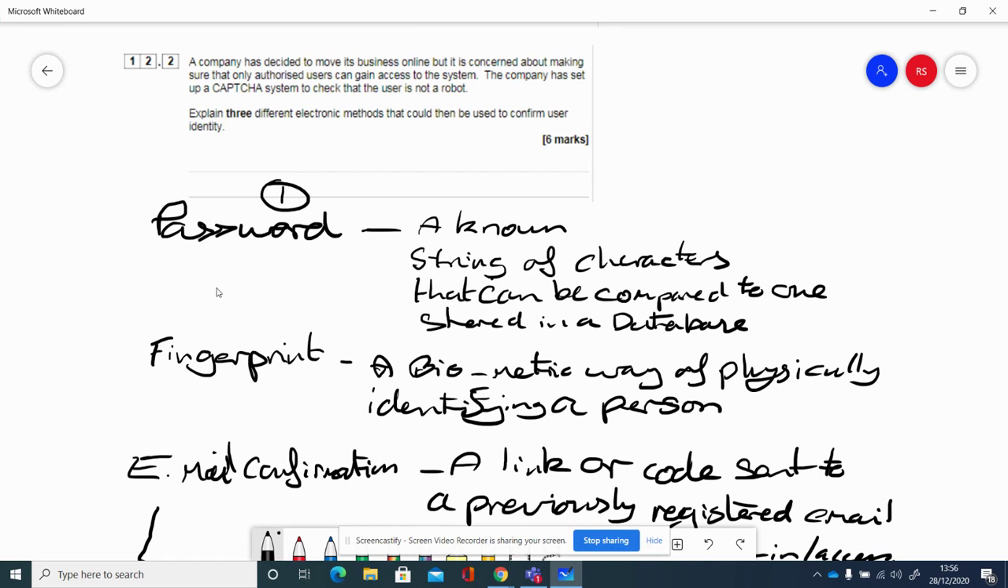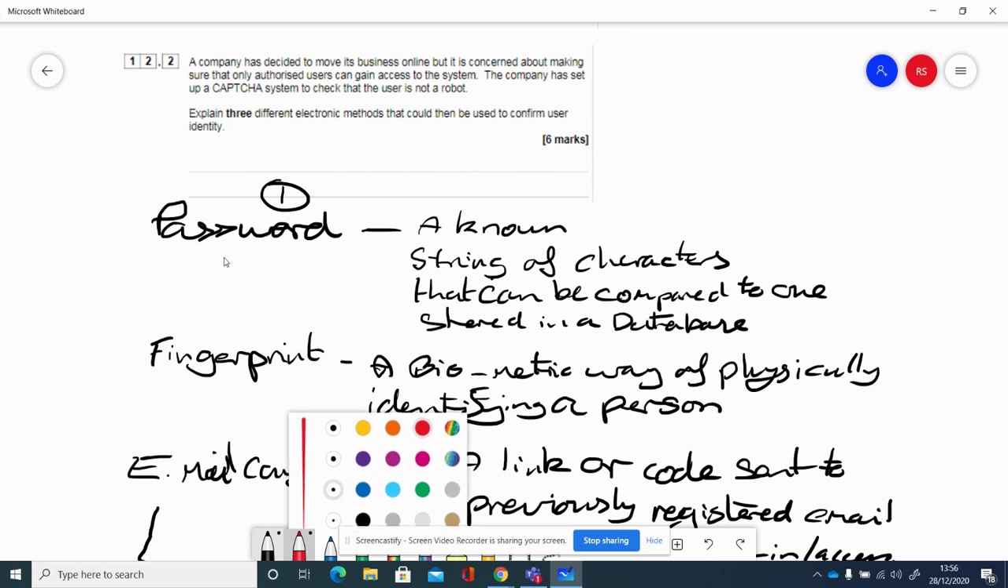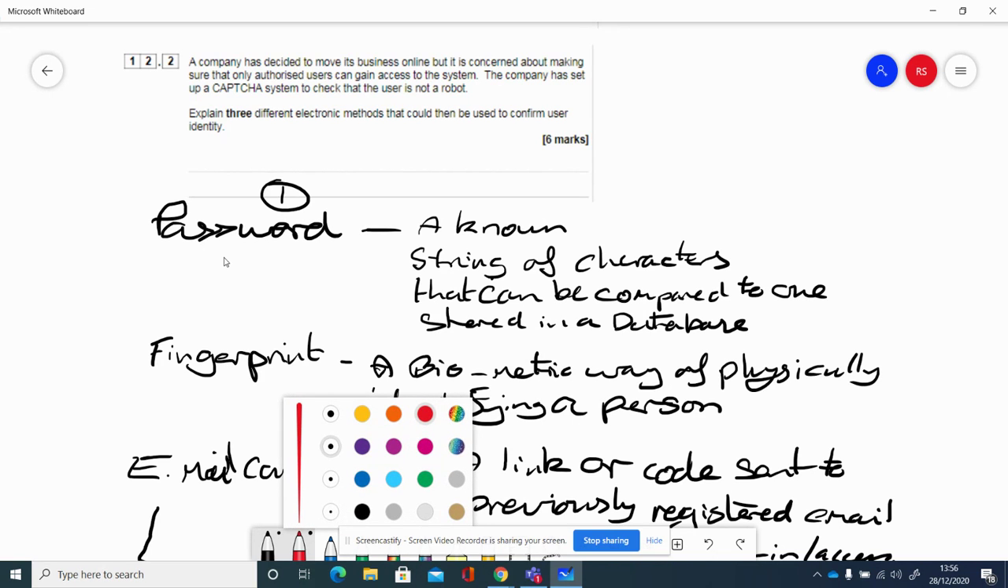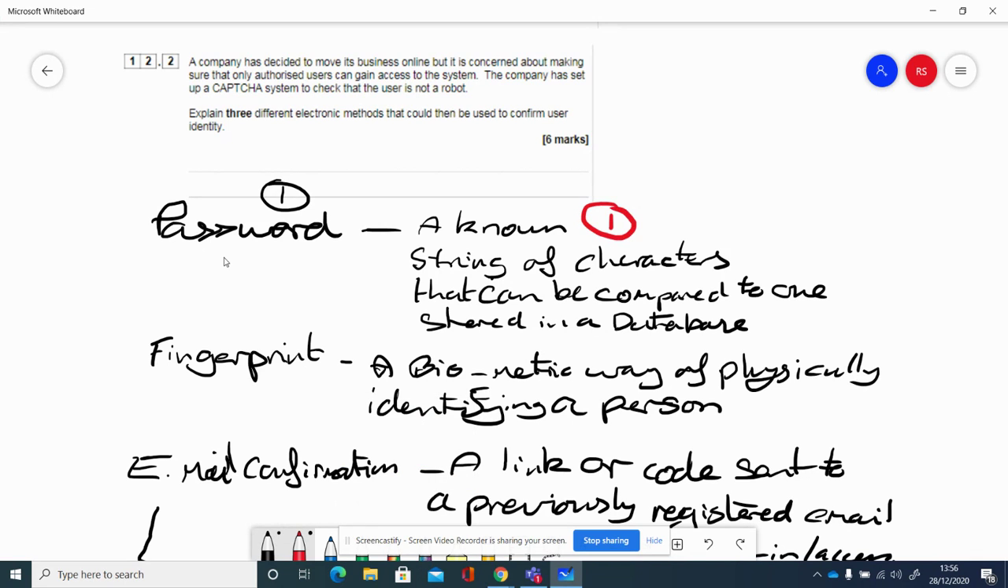The first and probably most obvious is password. So you could say username/password combination if you wanted to. That'll be a mark. And then a lot of people, when they came to do this in the actual exam, didn't get the extra mark for this because they didn't describe what a password is. So there's a mark for describing what a password is. It's a known string of characters that can be compared to one that's already stored in a database. That is what a password is. Lots of people didn't describe that, so they didn't get that extra mark.